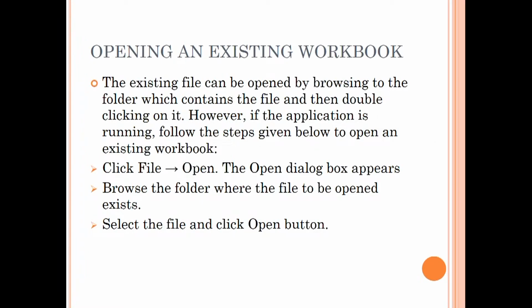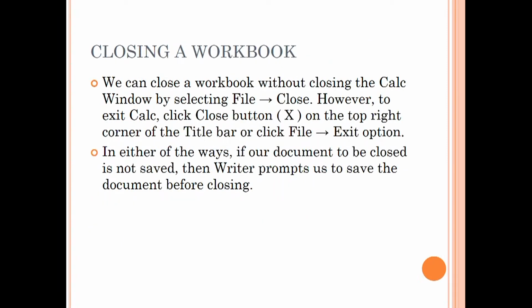Now, how do we open an existing workbook? The existing file can be opened by browsing to the folder which contains the file and then double clicking on it. However, if the application is running, then you have to follow some steps to open the existing workbook. The steps are as follows. Click on File and then click on Open. The Open dialog box appears. Browse the folder where the file to be opened exists. Select the file and click Open button.